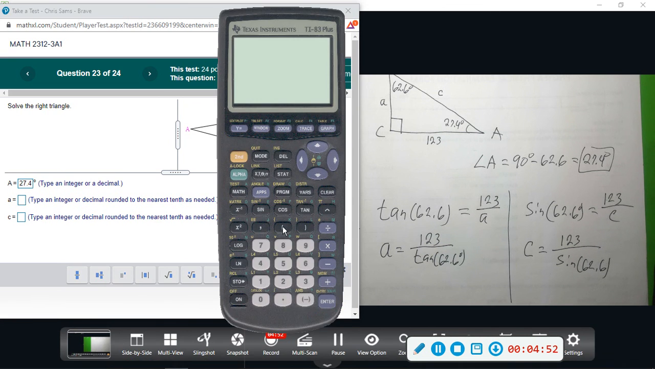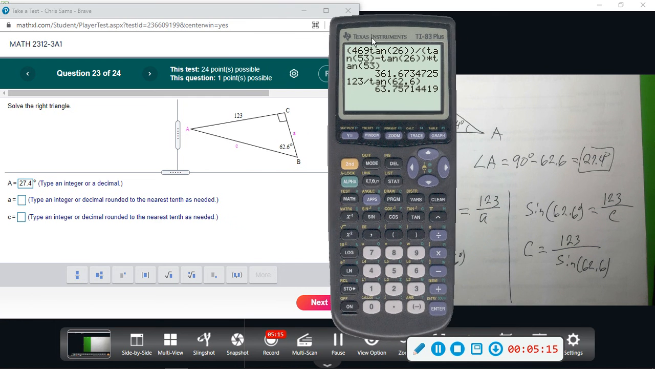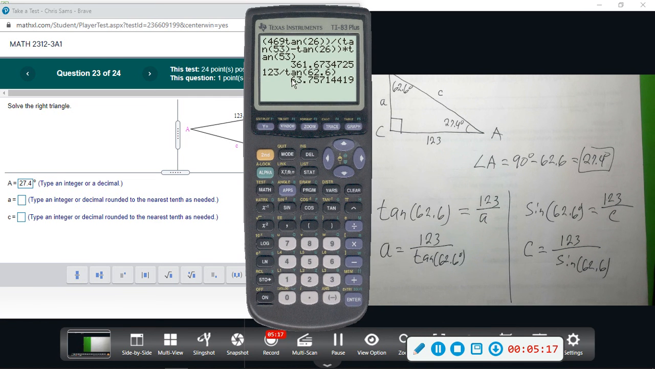Alright, now we're going to pull up the calculator. I'm going to do 123 divided by, and then the first one we're going to do is tan of 62.6. And that gives us 63. And what do they want us to do? Round to the nearest tenth. Okay, so that'll be 63.8.